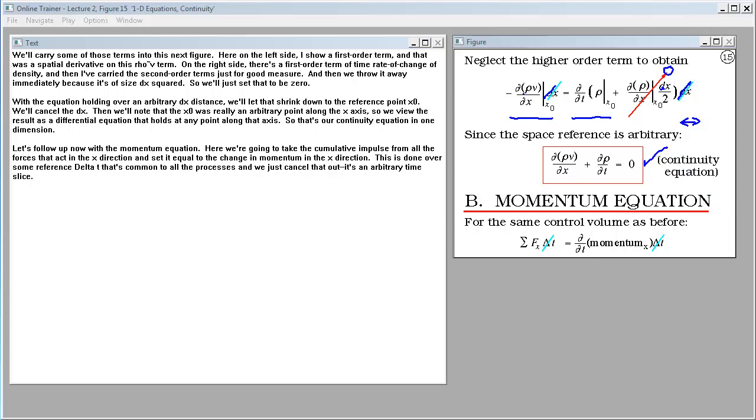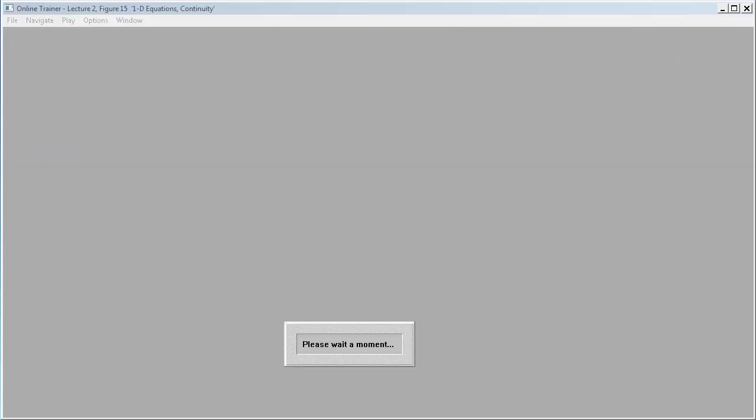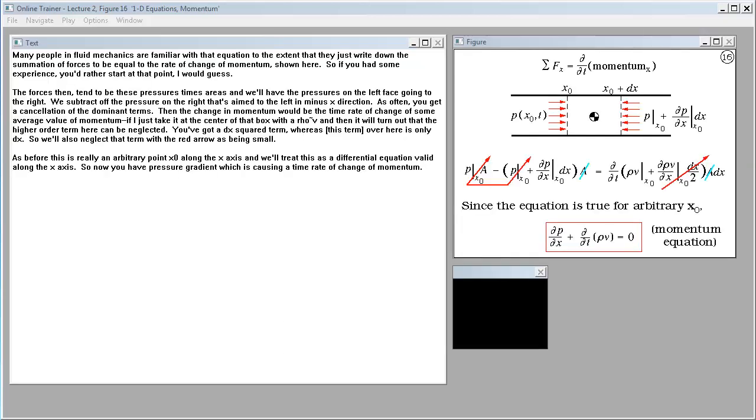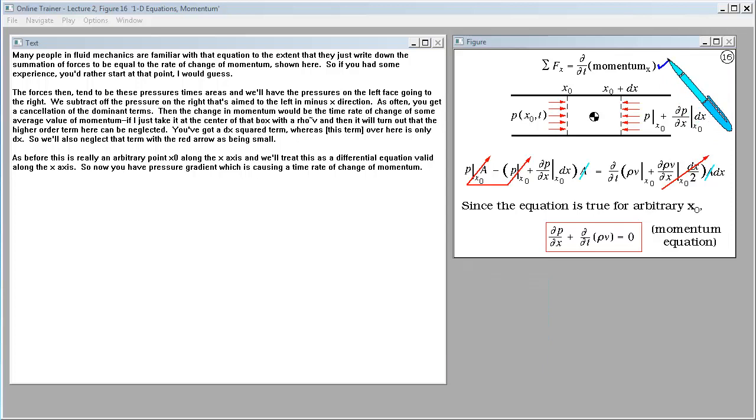Let's follow up now with the momentum equation. Here we're going to take the cumulative impulse from all the forces that act in the x direction and set it equal to the change in momentum in the x direction. This is done over some reference delta t that's common to all the processes, and we just cancel that out. It's an arbitrary time slice. Many people in fluid mechanics are familiar with that equation to the extent that they just write down the summation of forces to be the rate of change of momentum shown here. So if you've had some experience, you'd rather start at that point, I would guess.